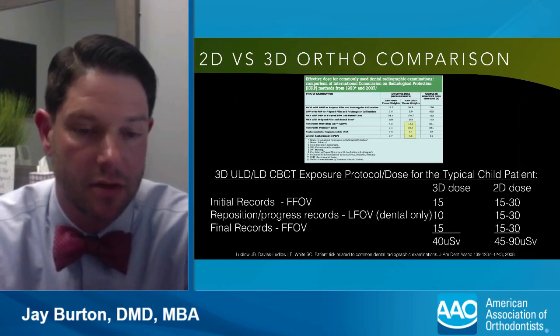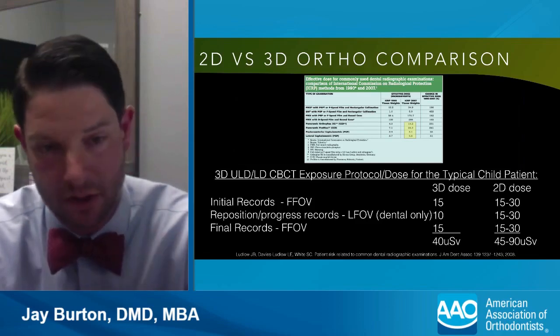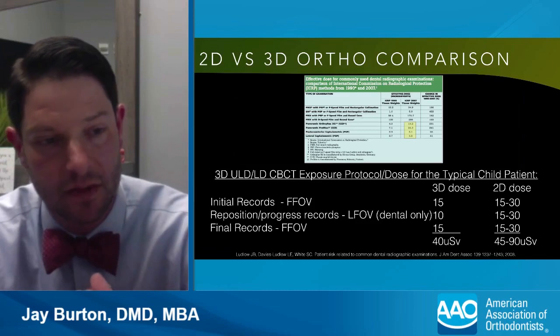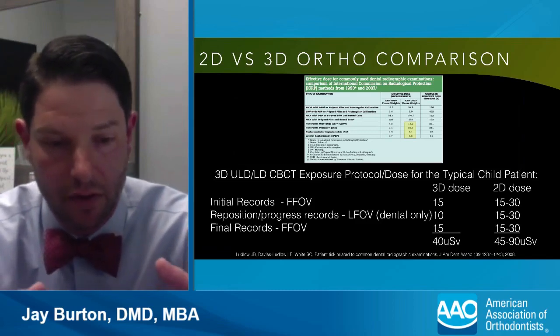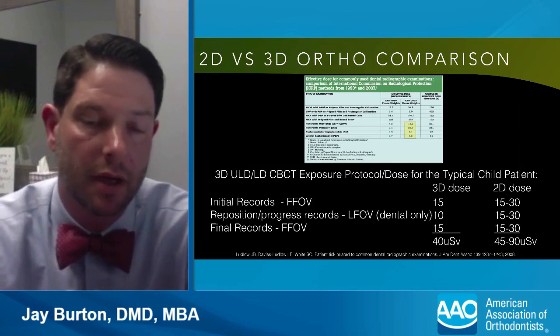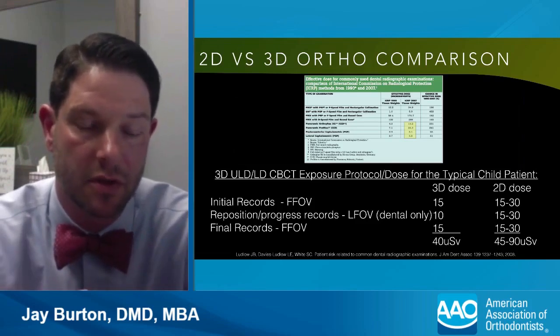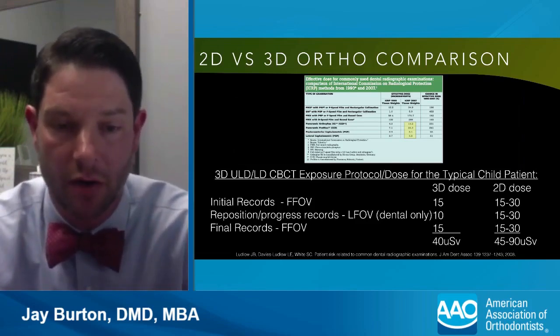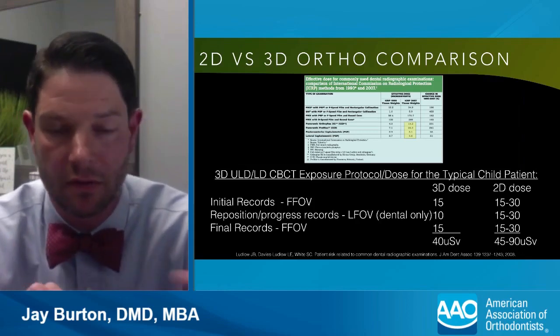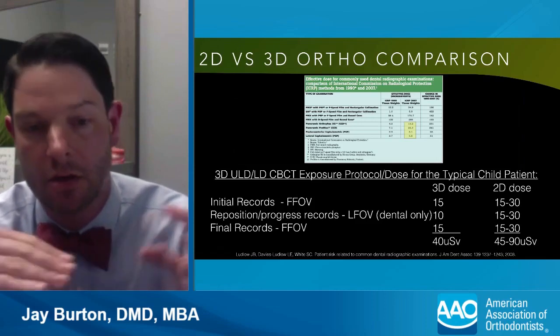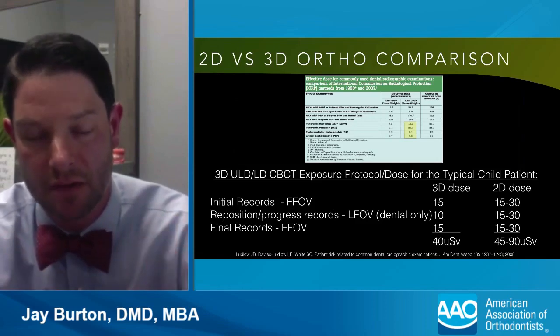But I'll usually take records at 3 points. The first point is for initial records. That's about a 15 microsievert dose. For progress records, I'm usually doing a limited field of view, dental only, and I'm looking at bracket repositions or just determining where things are going. That's about 10 microsieverts. And then for final records, doing another full field of view, that's about 15 microsieverts, for a total dose of about 40 microsieverts.